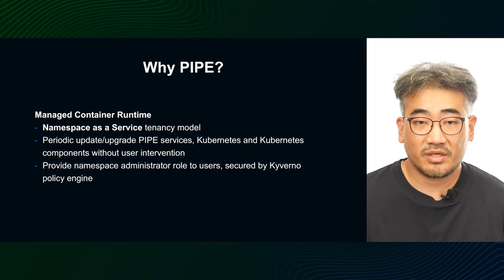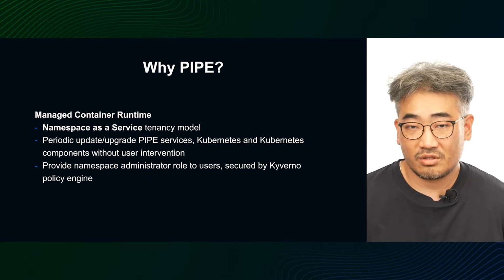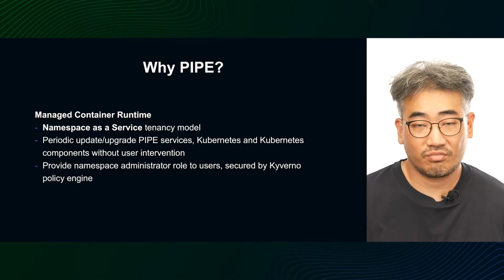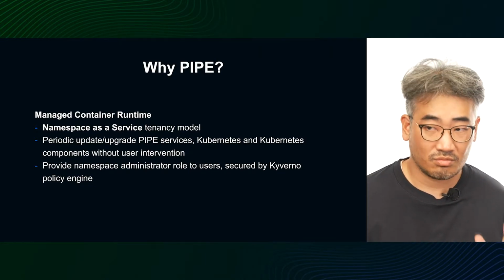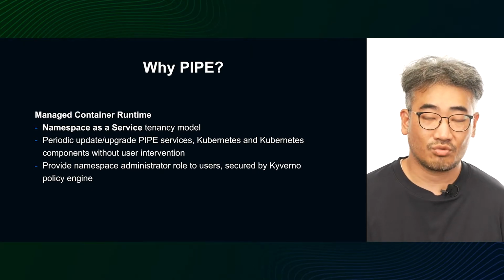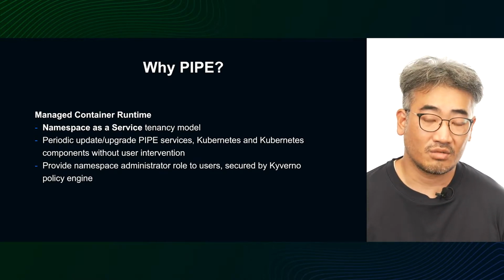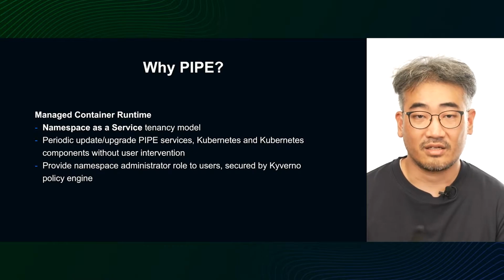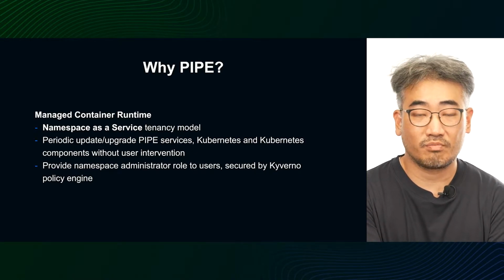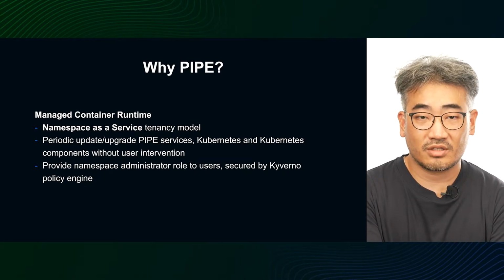By using namespace as a service model, we wanted to have minimal resource to be wasted because we needed boilerplate nodes to run Kubernetes, and we wanted to minimize the load on the nodes so that developers can have admin in their namespace and they can optimize the usage and quickly use the service.